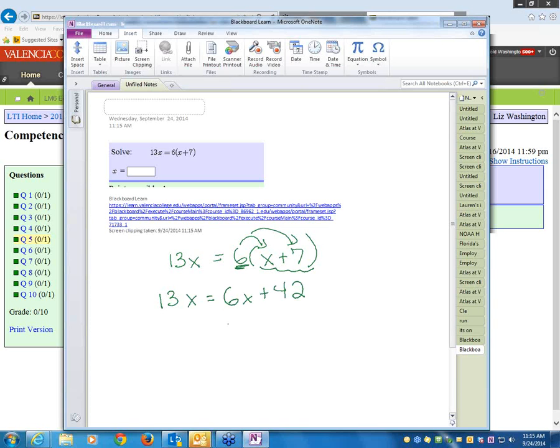Again, I want all my variables on one side of the equation, so I need to move that 6x to the left by doing the opposite. So here I end up with 7x equals 42. Again, division is almost always the last step. You need to separate the coefficient from the variable, and I just get x equals 6.